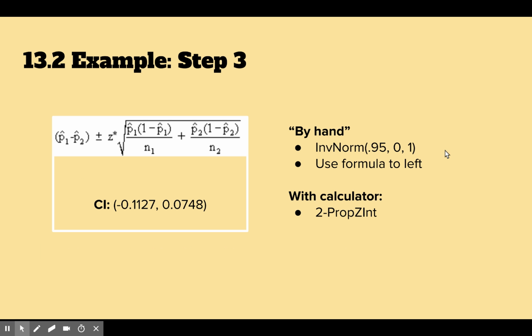Step 3, we're going to state our interval here. If we calculate this by hand, first we're going to use inverse norm of 0.95 because we're doing a confidence interval for 0.9. And then since it's a z-score, we're going to use a mean of 0, sorry, and a standard deviation of 1. And then after we use that, we'll use the formula to the left. Or you can just plug it into the calculator if you have a 2-prop z interval option, which will give the confidence interval here.